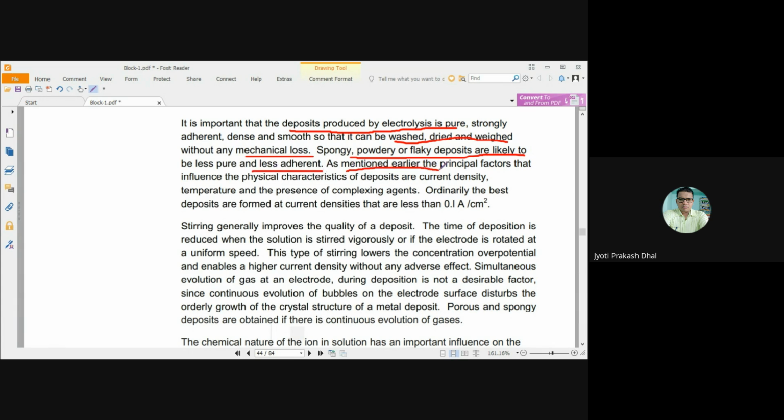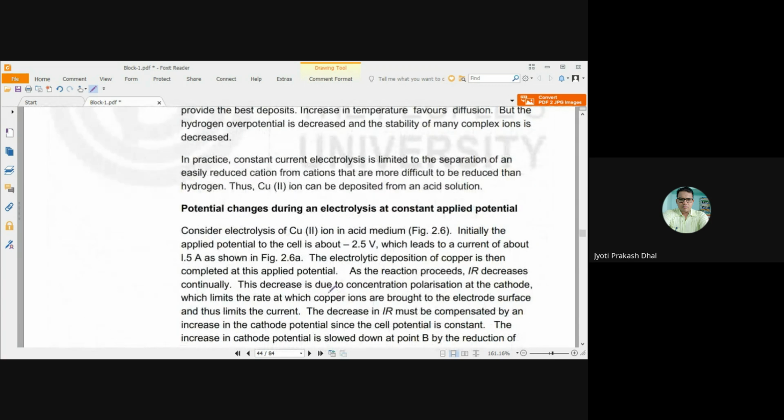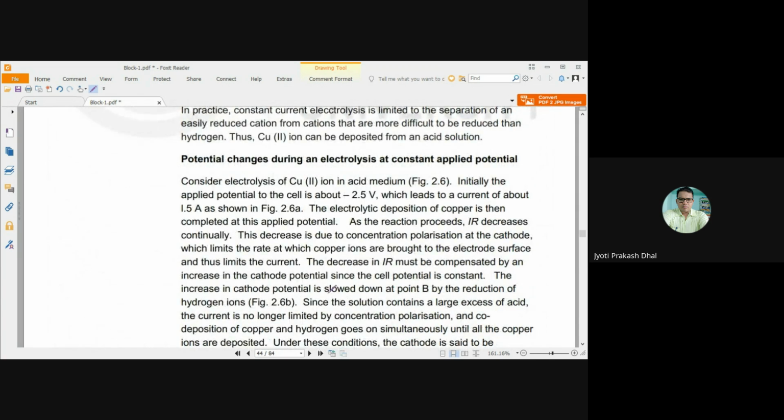As mentioned earlier, the principal factors that influence the physical characteristics of the deposits are current density, temperature and the presence of complexing agents. Ordinarily, the best deposits are formed at a current density that is less than 0.1 ampere per centimeter square. After that, the potential changes during the electrolysis at constant applied potential.